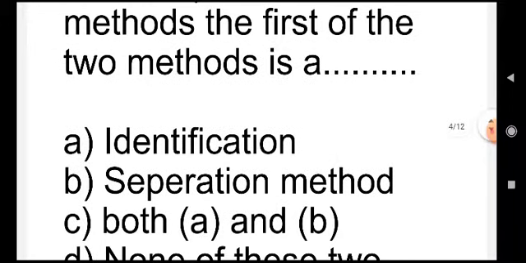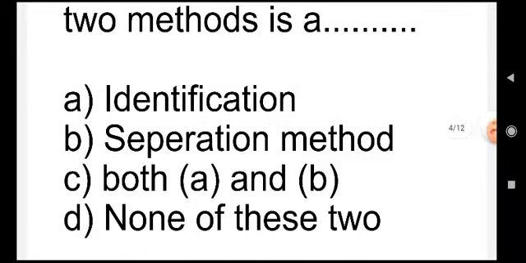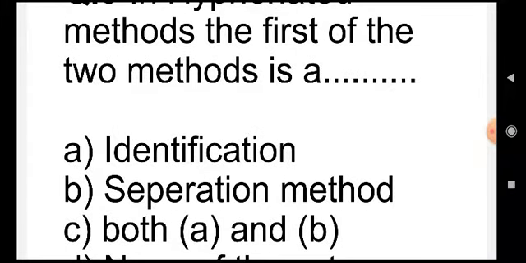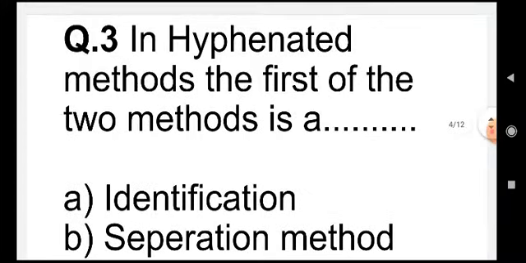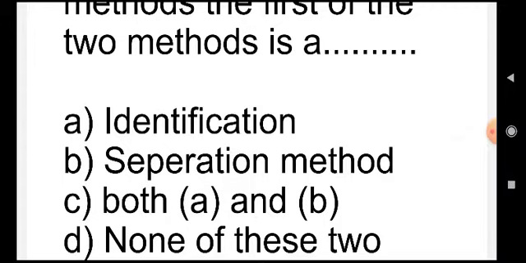In hyphenated method, the first of the two methods is identification tool, separation method, both A and B, and none of these two. Well, the first method is the separation method. It separates the components of the mixture and then sequentially sends it to the second method where the identification of the compounds takes place. So the first method in the hyphenated method is separation method. Two methods are there in hyphenated method. It's a combination of two methods. The first method separates the compound and the second one identifies them.